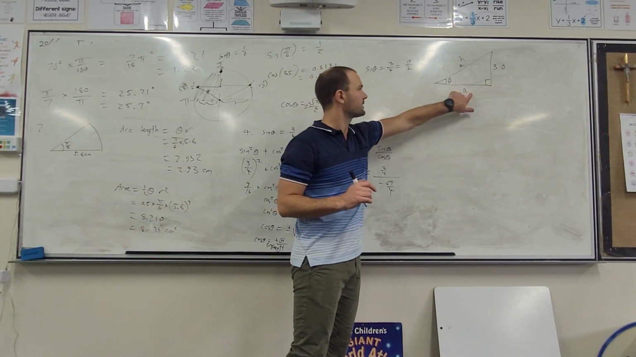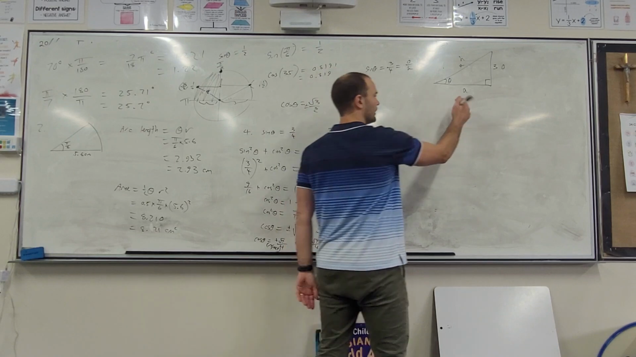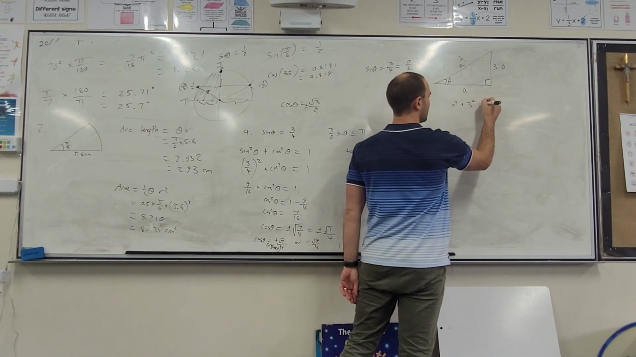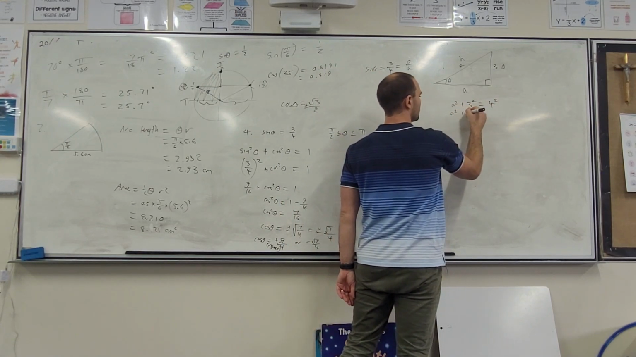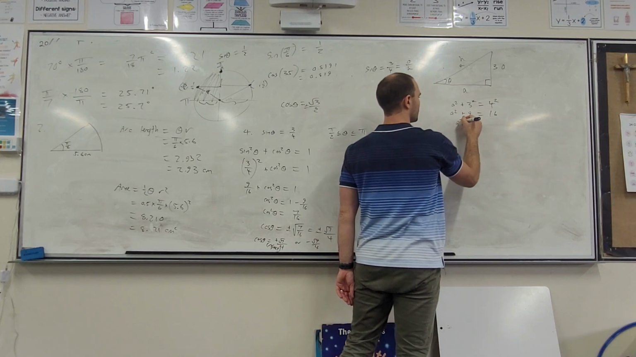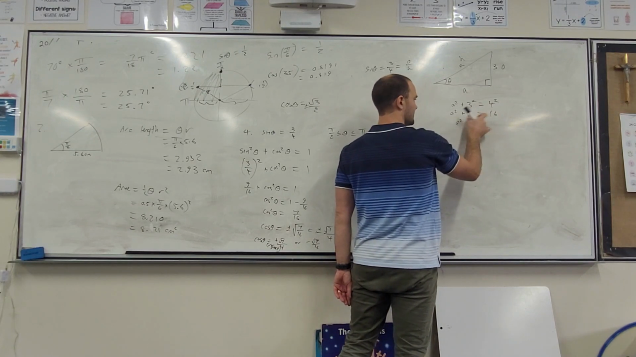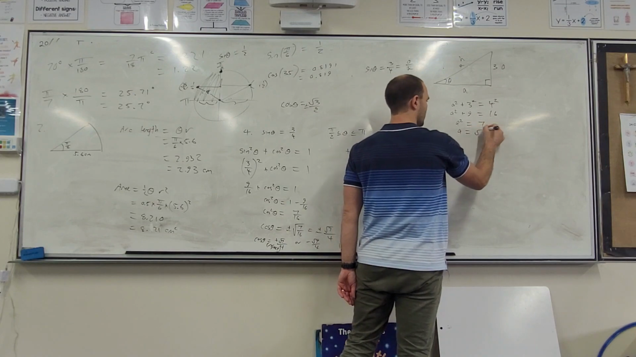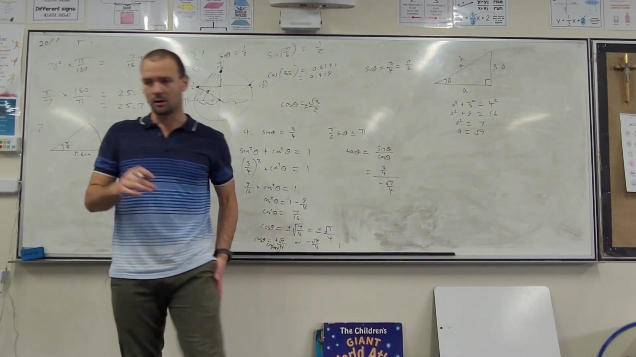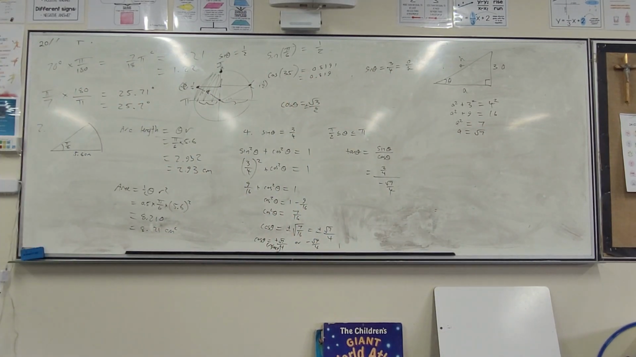We can use Pythagoras' theorem to determine the value of A, right? We'd have A squared plus 3 squared equals 4 squared. 16 take 9 is 7, and then we have the square root of 7. I went quick there, so I'll pause and let you catch it.